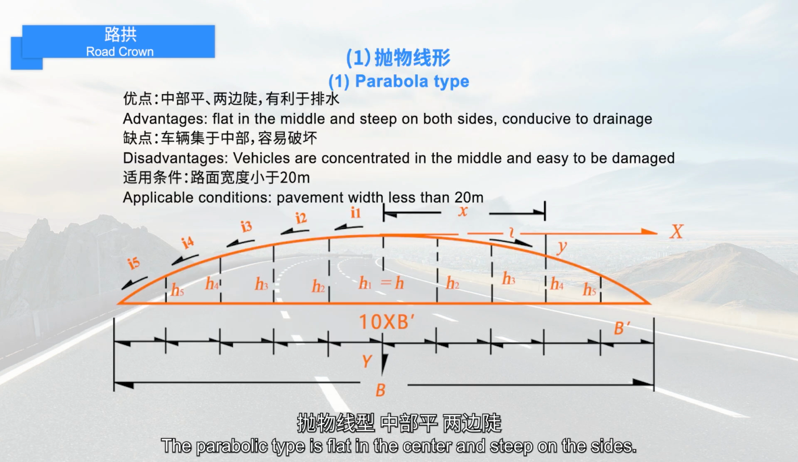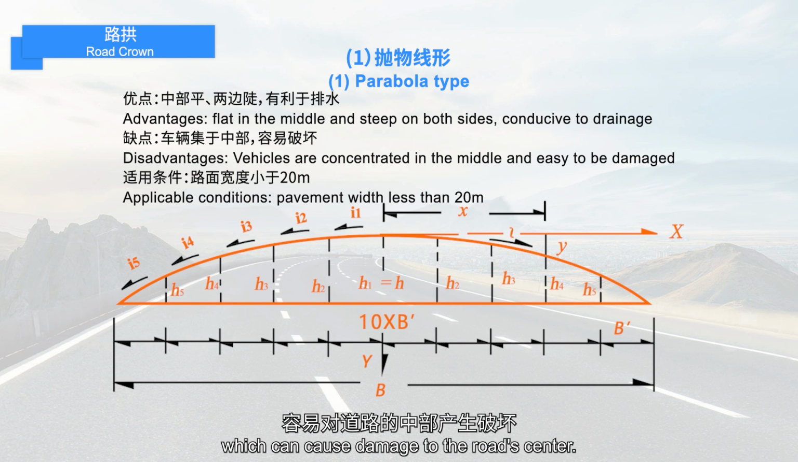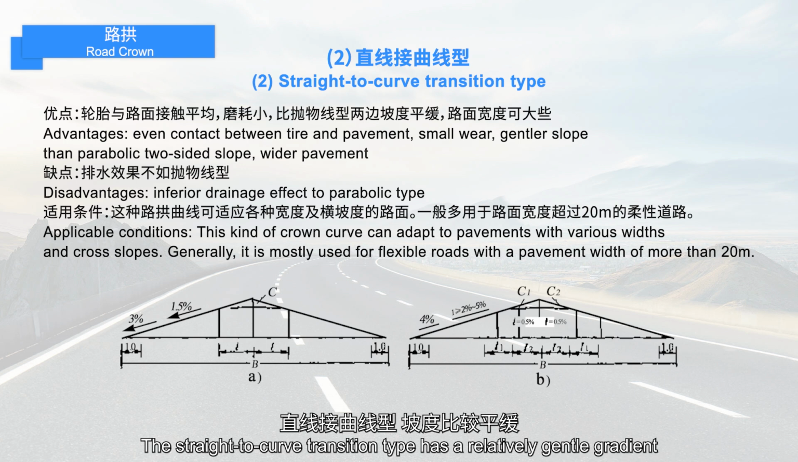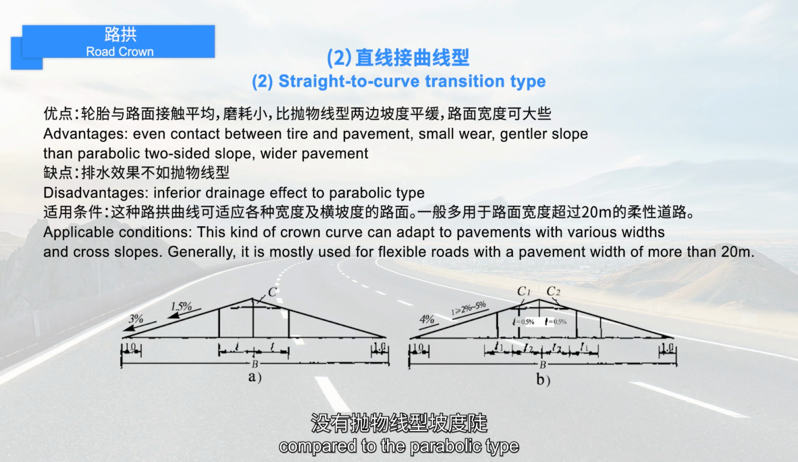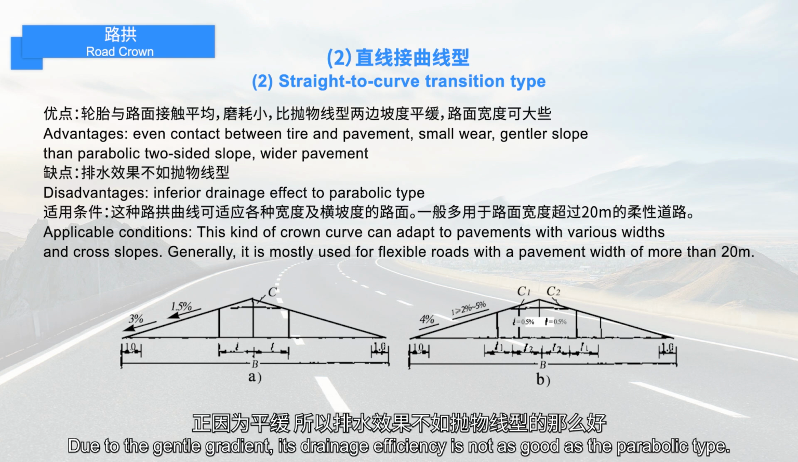The parabolic type is flat in the center and steep on the sides. The disadvantage is that vehicles tend to concentrate on the flatter center, which can cause damage to the road center. The straight-to-curve transition type has a relatively gentle gradient compared to the parabolic type and is suitable for flexible roads with a width exceeding 20 meters. Due to the gentle gradient, its drainage efficiency is not as good as the parabolic type.